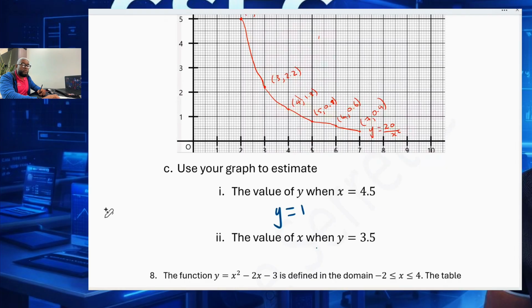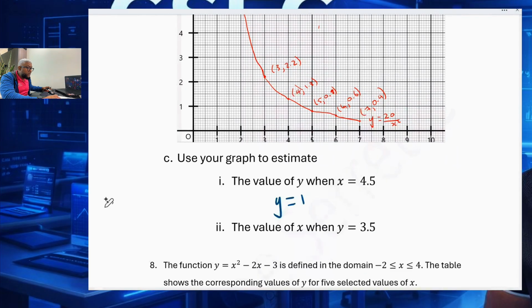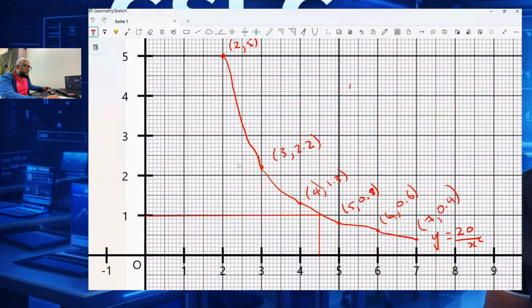Everybody good there? Y will be equal to 1. Find the value of x when y is 3.5. Let's go. So find the value of x when y is 3.5. Look, 3.5 is in the middle here. Let's work.